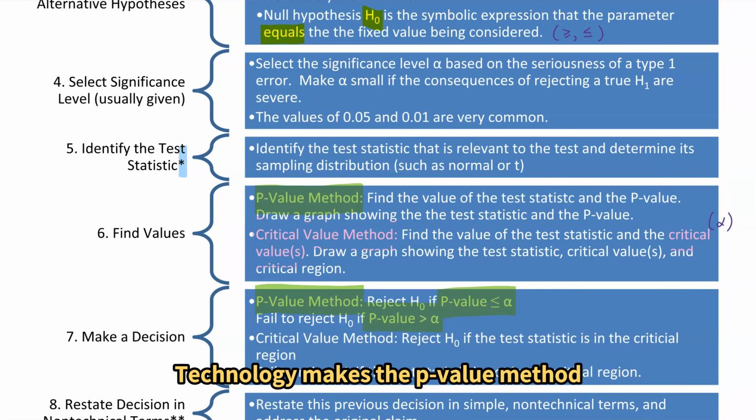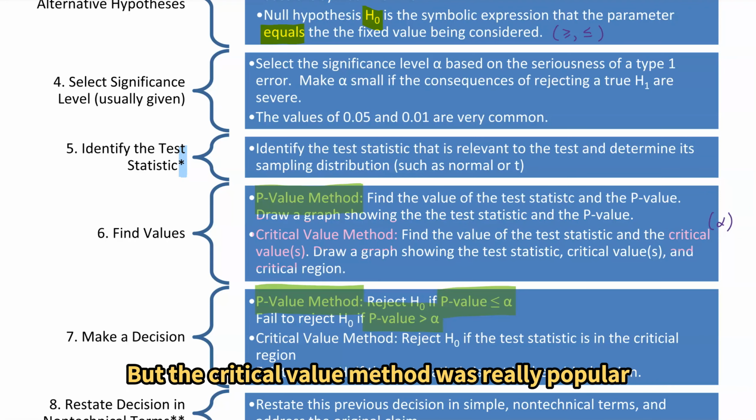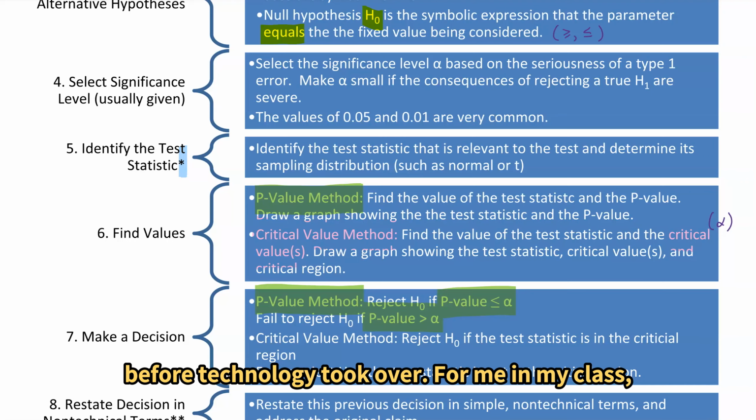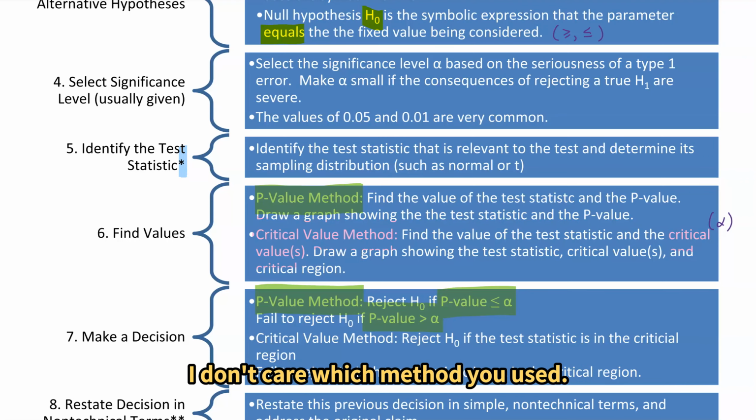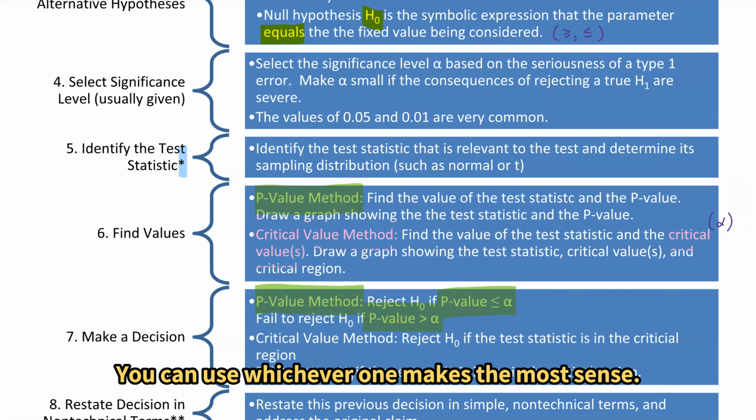Technology makes the p-value method a little bit easier in comparison to the critical value method. But the critical value method was really popular before technology took over. For me, in my class, I don't care which method you use. You can use whichever one makes the most sense, but I'll show both so that you can see the difference between them.